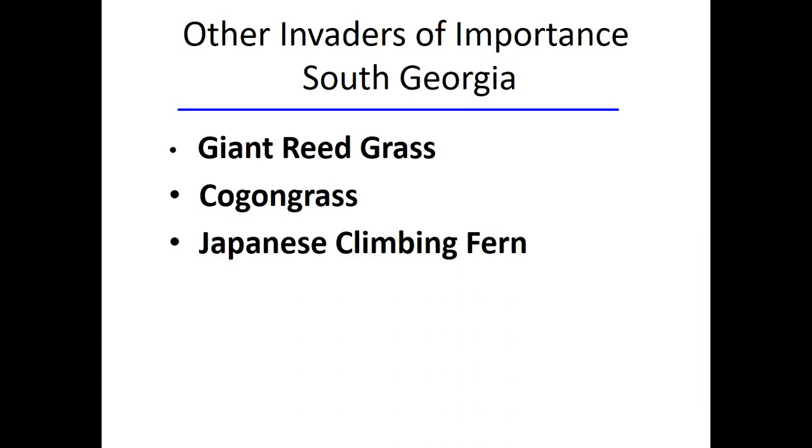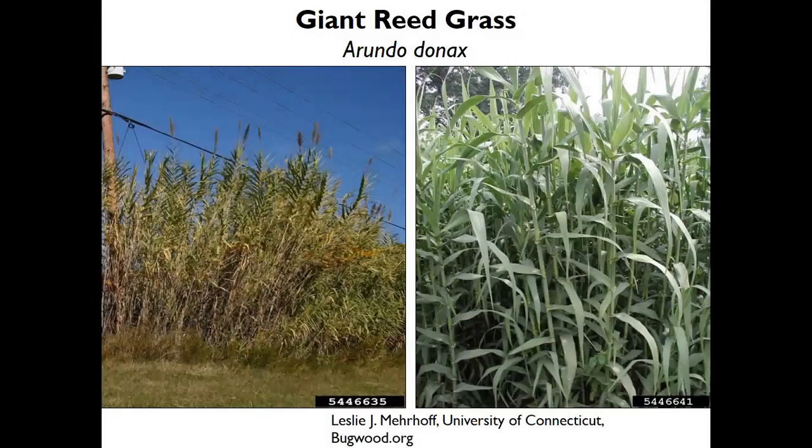In South Georgia, there are some weeds and invasive plants that are more specific to those areas. One is the giant reed grass that has escaped. It forms large, dense clumps along roadsides and forest margins. Its underground roots are spread by road shoulder grading. It can grow up to 12 to 15 feet tall.